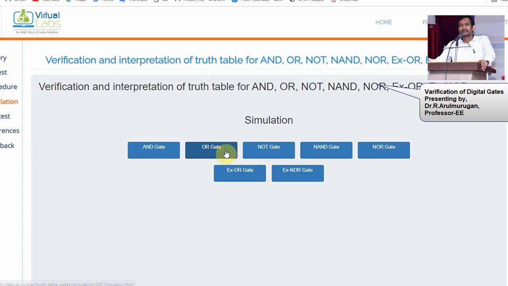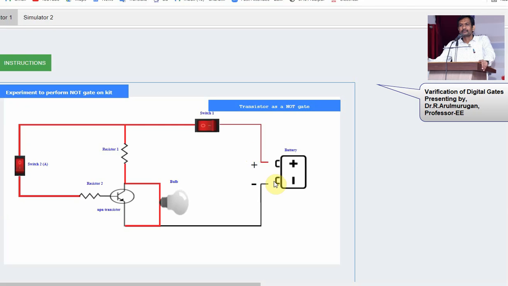AND gate, OR gate, then NOT gate. What is a NOT gate? Here is a switch. A NOT gate is a reverse operation. Okay, first I am going to turn the main switch on. Main switch is on. The main switch means the power is flowing.